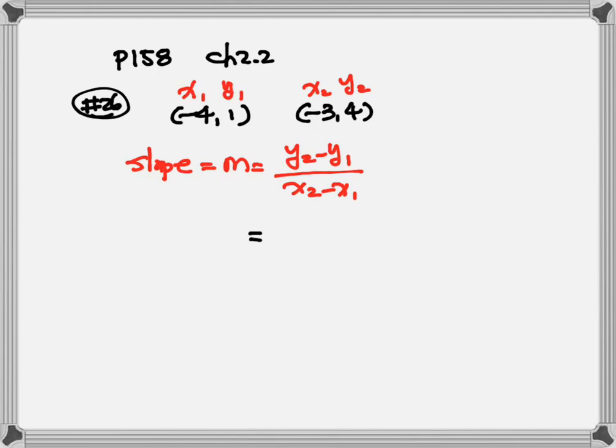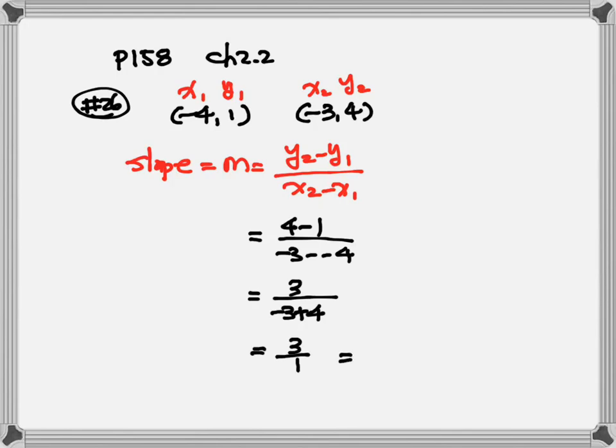Here my y2 is 4 minus my y1, which is 1, over x2, which is -3, minus my x1, which is -4. So the numerator is 3, and the denominator is -3 plus 4, because negative becomes positive. So it will be 3 over 1. Then the answer is equal to 3. Now, let's look at number 28.